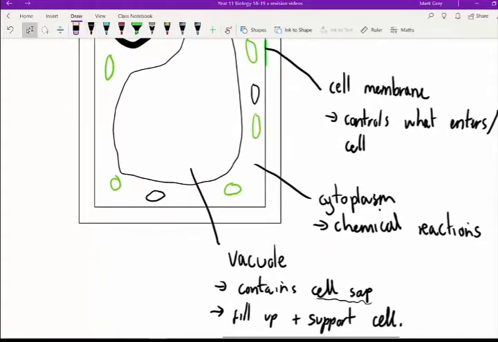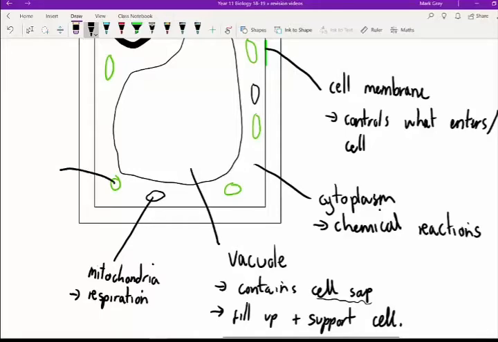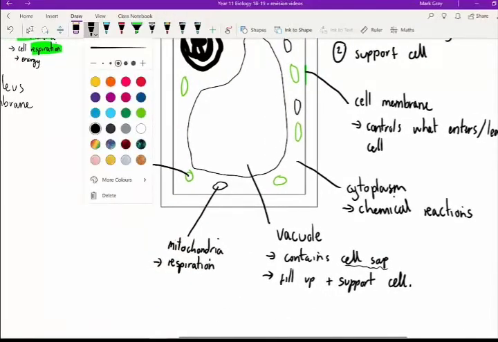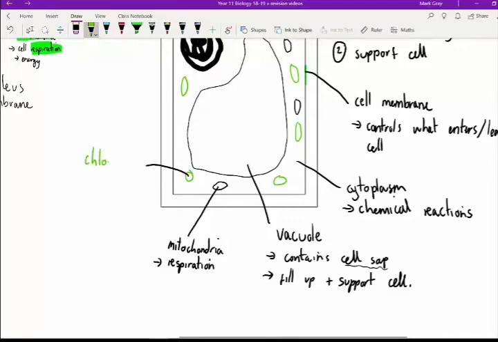Next little thing that we've got is this, which is a mitochondria, and again, that is where respiration takes place, so that releases energy. Other things that we've got here is, and you know what, let's use a cheeky wee green pen. These are chloroplasts, and they contain a green pigment known as chlorophyll, and it's that chlorophyll that makes plants green, and its job is to trap sunlight.